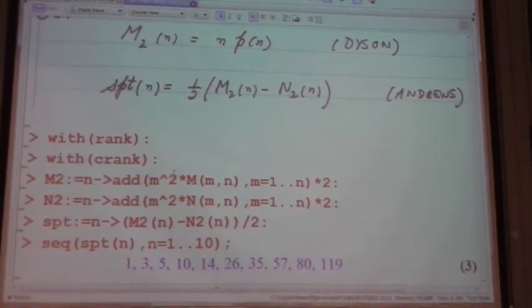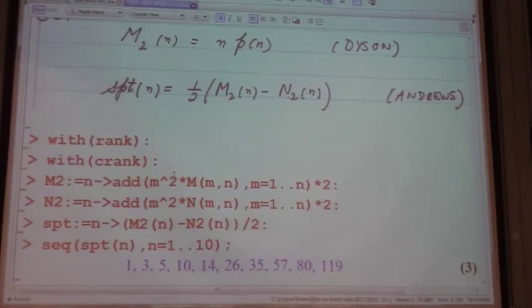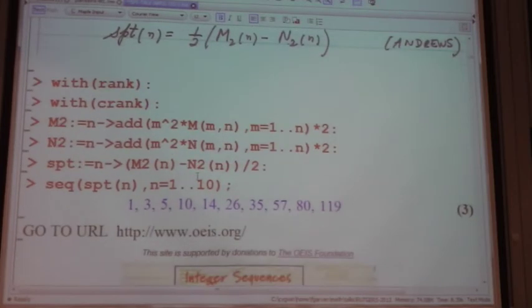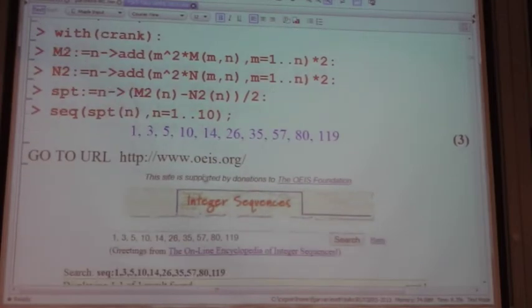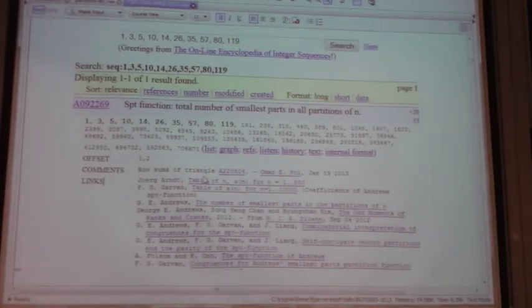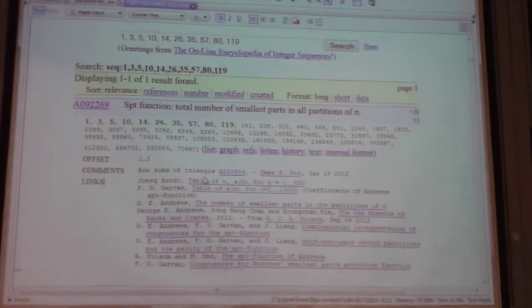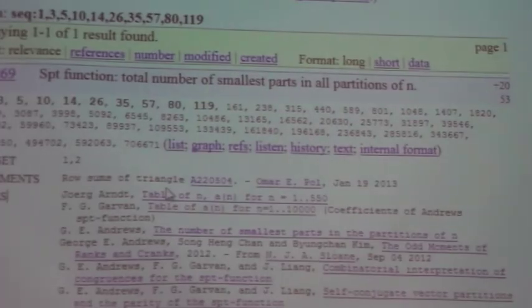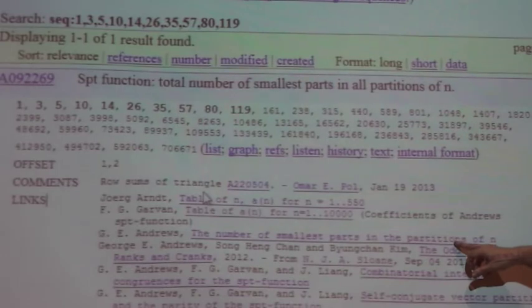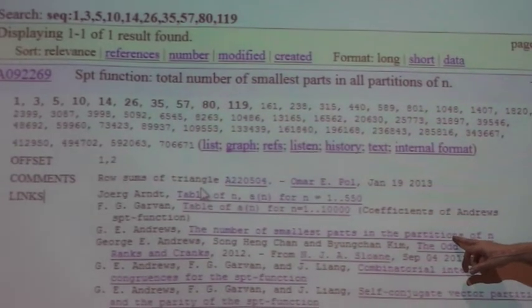So what you should do is, whenever you come up with a new sequence, you should check whether you think it's new. So you highlight it, and you paste it into Sloane's page. You go to that URL, you paste in your sequence, and then you get a whole bunch of stuff about the SPT function. Here's Andrews' original paper on the SPT function.